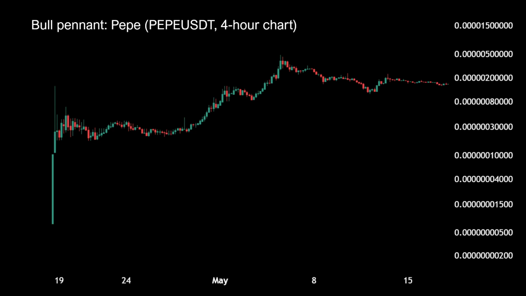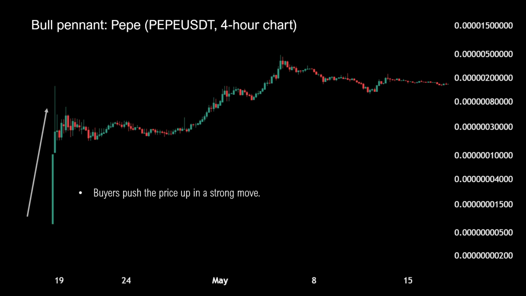Okay, so starting with the bull pennant. And for this one, we've picked none other than Pepe the meme coin. That's Pepe USDT on the 4-hour chart. Now, as I mentioned in the last slide, with pennants and flags, you usually have a strong move before the compression pattern starts. And we can see that here with Pepe.